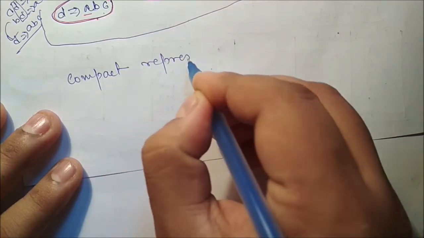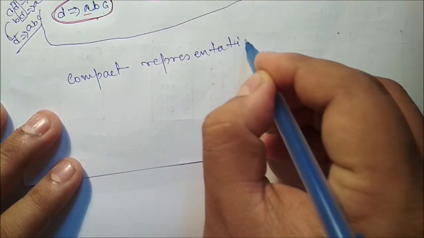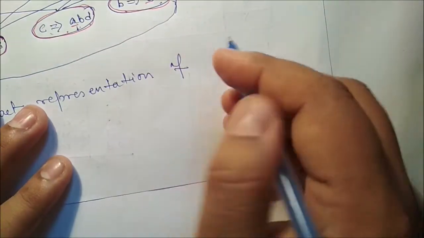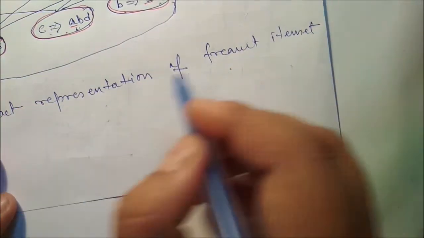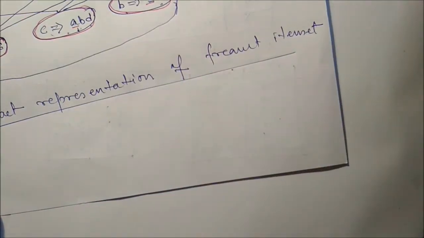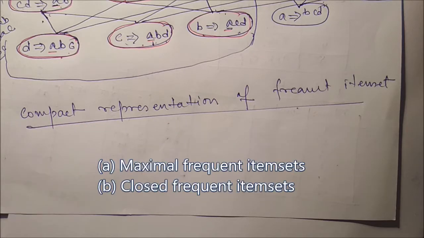Compact representation of frequent item set. Practically, the number of frequent item sets produced from a transaction data set can be very large. It is useful to identify a small representative set of item sets from which all other frequent subsets can be derived. So we will apply two techniques: maximal frequent item sets and closed frequent item sets.